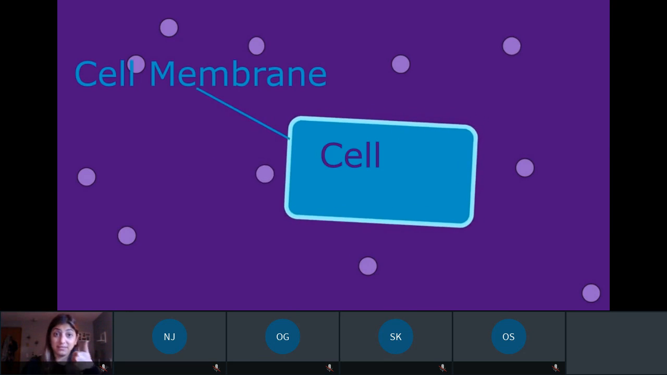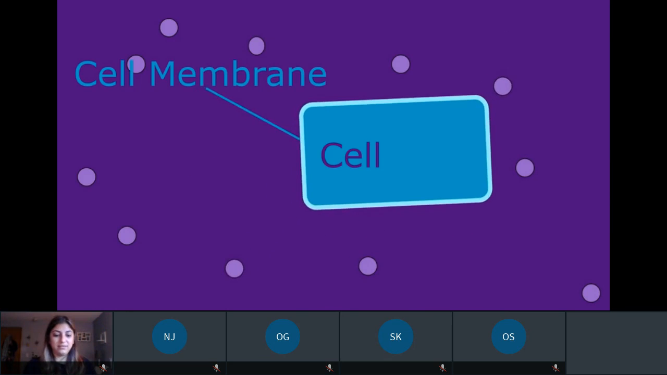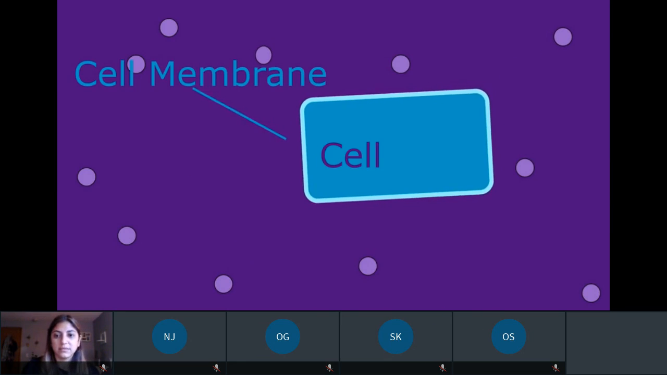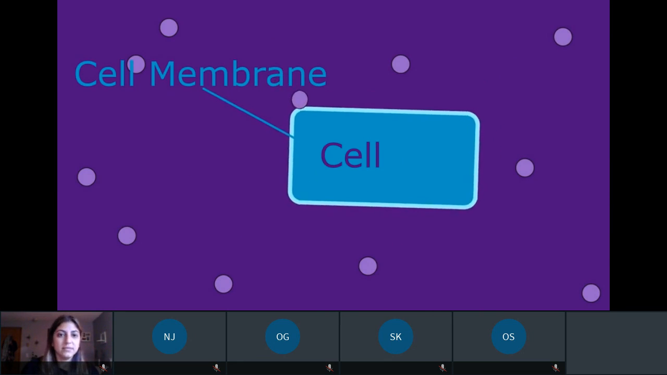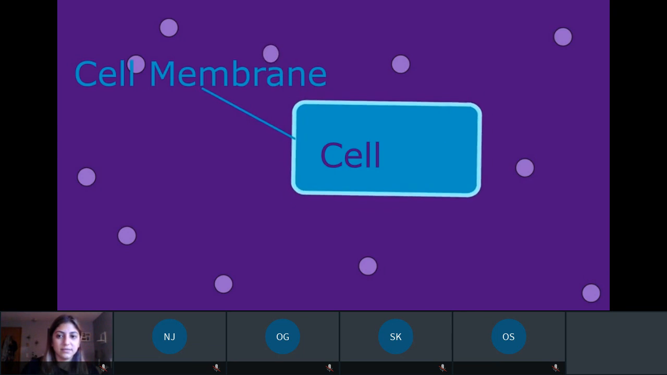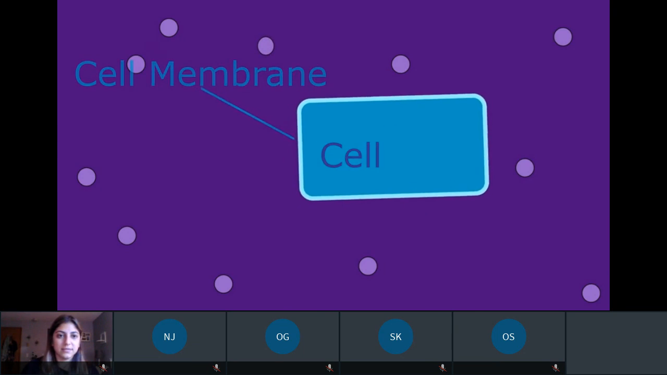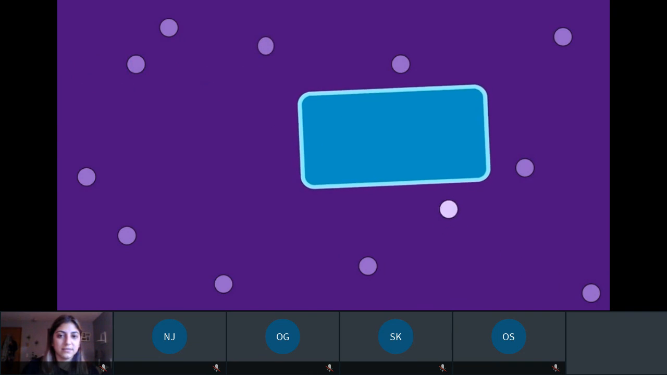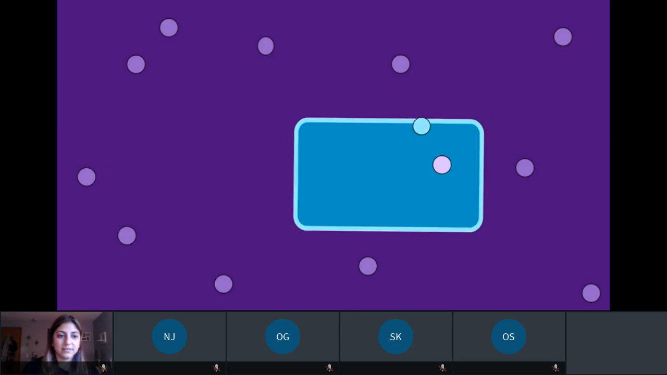The membrane's main job is to protect the cell from its surroundings. It separates the cell's interior from the outside environment and helps it keep its shape. The membrane is selectively permeable, which means it allows certain organic molecules to pass into and out of the interior.